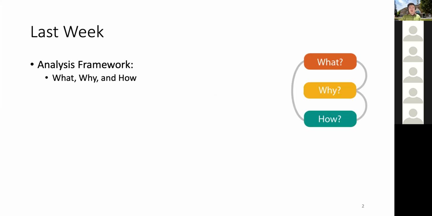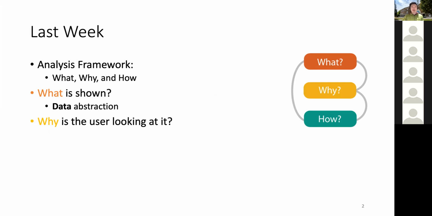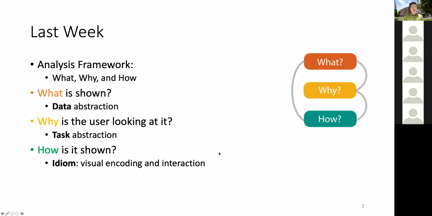You've probably seen this figure before. We have shown that a few times now. The what is about the data: the types of data, the types of attributes, types of dataset, etc. The why is the user task, and why the user wants to look at the visualization, or why they want to do visualization at all. And finally is the how. How do you design the visualization so it can show the type of data and support the type of task that the user wants.